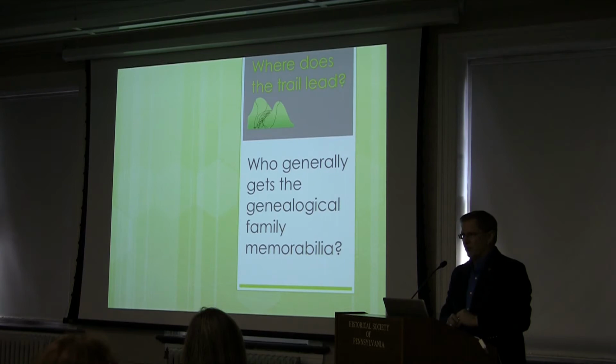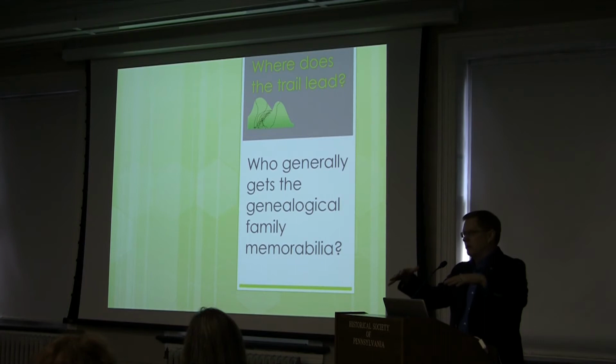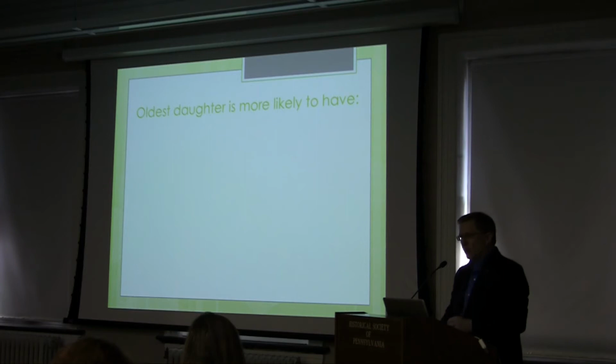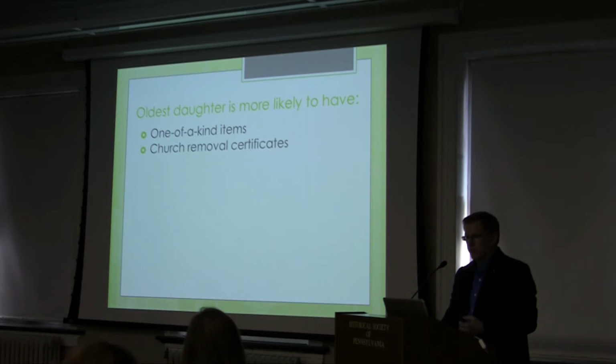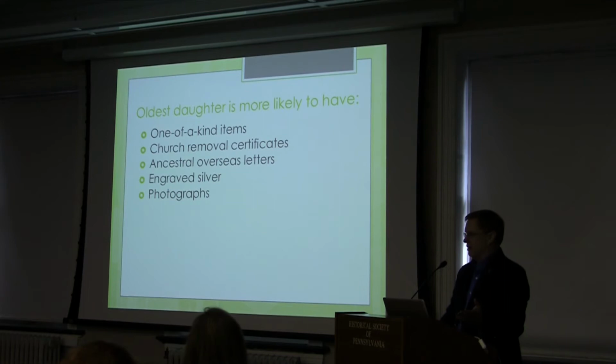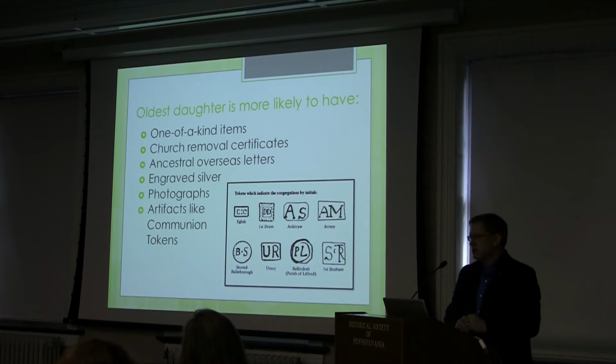When you're tracing descendants, so many things depend on the family memorabilia. Where did the family Bible end up? Where are the artifacts? Where are the things that tell the story? So, who generally gets the genealogical family memorabilia? The oldest daughter is more likely to have one-of-a-kind items. Church removal certificates, ancestral overseas letters, those kinds of things tend to go to the oldest daughter. Engraved silver, she may get her pick of the best photographs first. Artifacts like communion tokens. This is an example of communion tokens that were issued in Ireland.